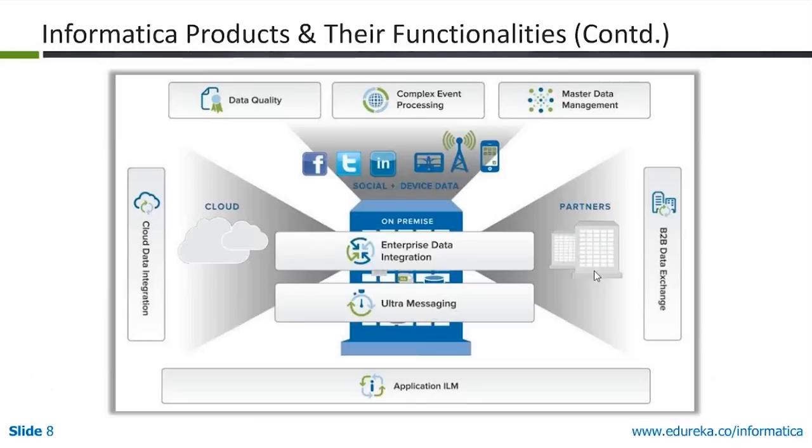This is the diagram depicting how they work and where they work. We have cloud data integration to work with the cloud. We have B2B data exchange to work with partner data. We have data quality, complex event processing, and master data management to work with the different sets of data available. Then we have on-premises, where enterprise data integration and ultra messaging are available, and at the same time cloud data integration as well. Then we have information lifecycle management. Now what are these products doing? We'll have a brief discussion in the next slide.